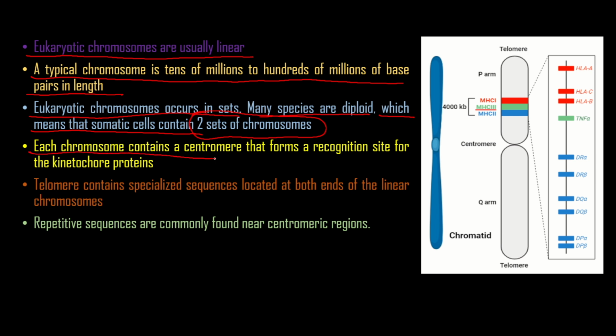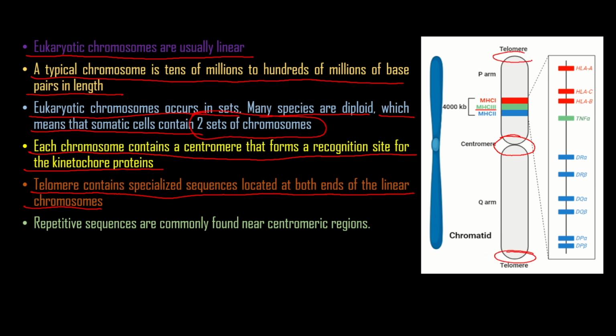Each chromosome contains a centromere that forms the recognition site for the kinetochore complex. This is the centromere, the place that is recognized by the kinetochore proteins. Then we have the telomeres, which contain specialized sequences located at the ends of the linear chromosome. So these are the two telomeres, the specialized sequences present on the tails or corners of the chromosomes.